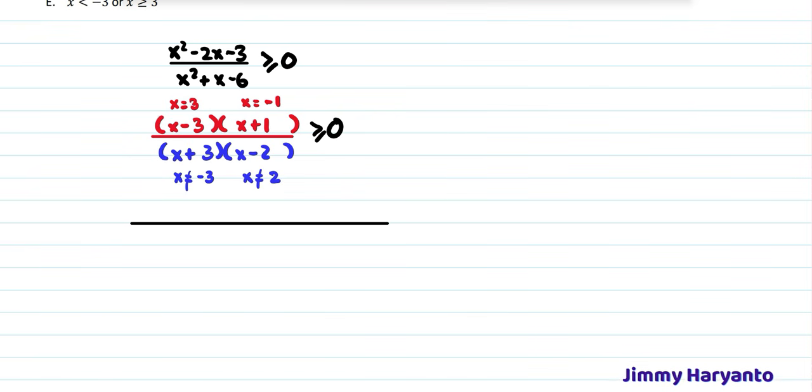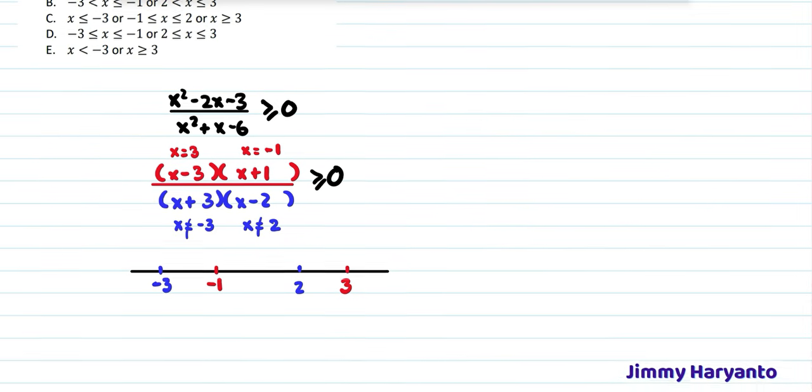Next step is to solve the inequality. To solve the inequality, you have to create a number line and then input the values of x that you already have. Negative 1 and 3 right there. This one is 2, this one is negative 3. For the denominator, you will use an empty dot like this. For the numerator, if there is an equal sign, that means you have to use a colored dot like this.